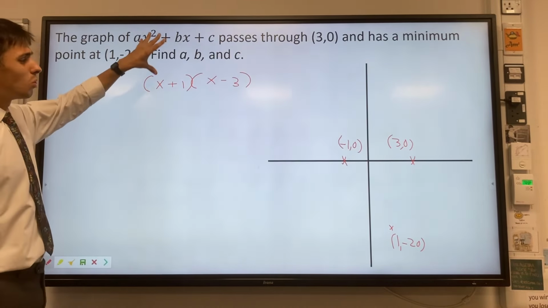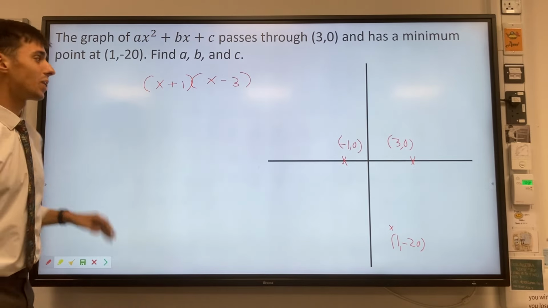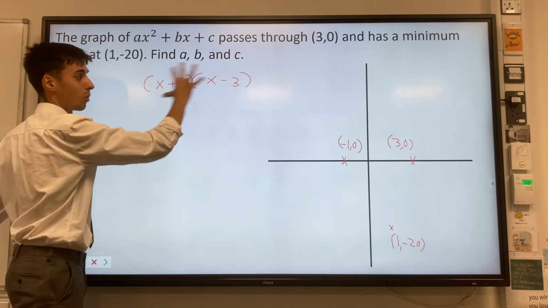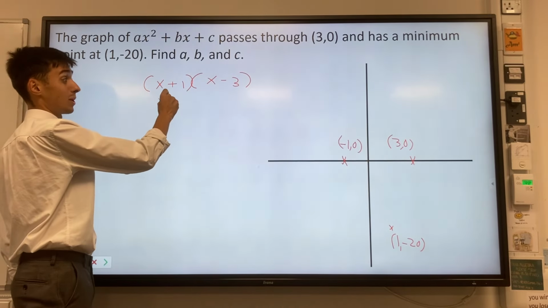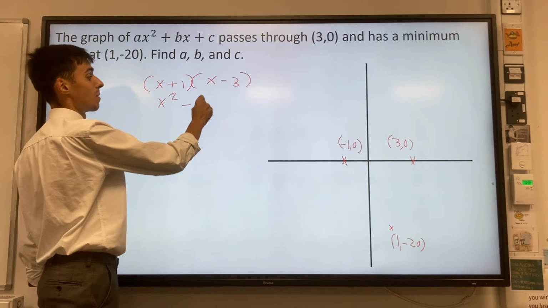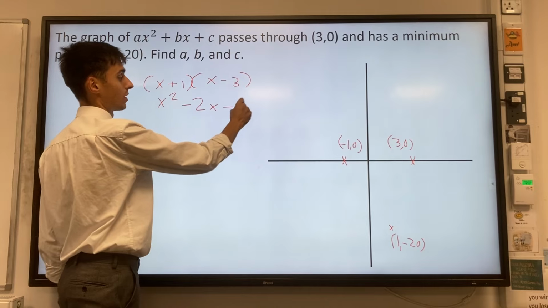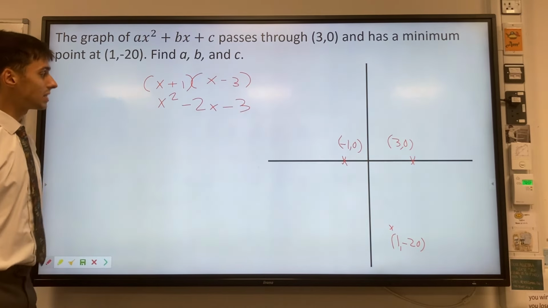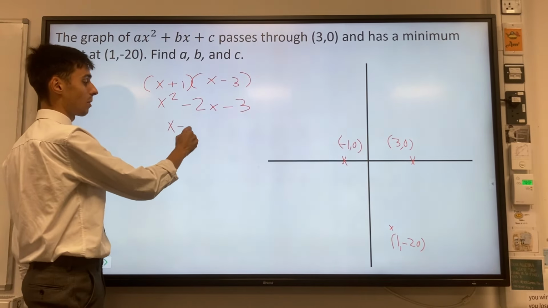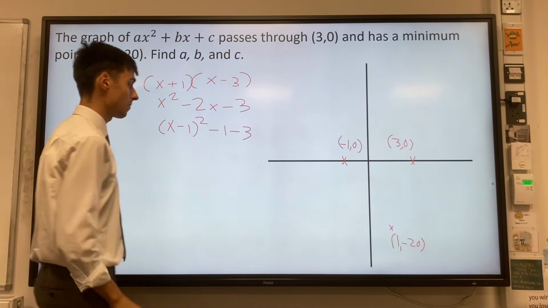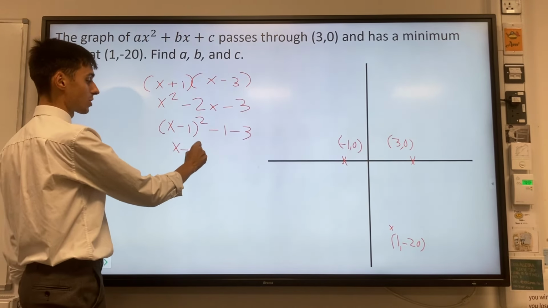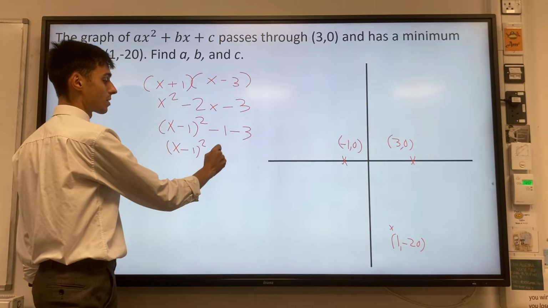Okay, well, same kind of thinking as before then. Let's consider the minimum point of this quadratic graph. So we would have, if we expand it, x squared minus 2x minus 3. And completing the square on it, we would have x minus 1 squared minus 1 minus 3. So that gives us x minus 1 squared minus 4.